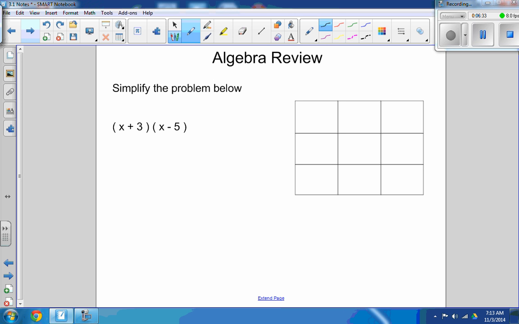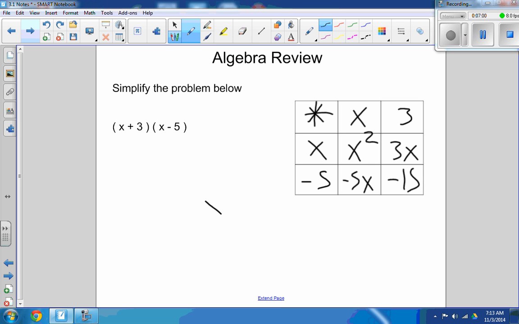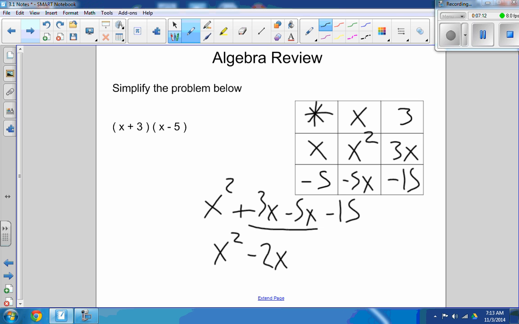All right, let's do a little bit of algebra review. We're going to figure out how to simplify this. We're going to use the box technique. So the x and 3 goes here. The x and negative 5 goes here. And what we're doing is multiplying these. So x times x is x squared. x times 3 is 3x. Negative 5 times x is negative 5x. Negative 5 times 3 is negative 15. So I end up with x squared plus 3x minus 5x minus 15. Combine like terms: x squared minus 2x minus 15.